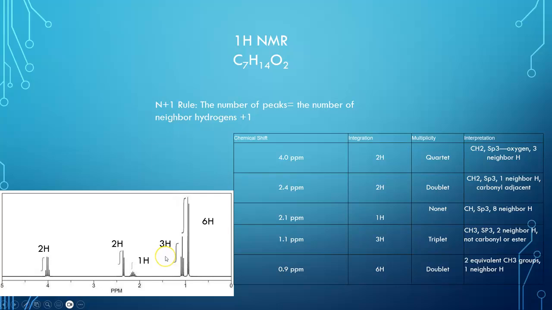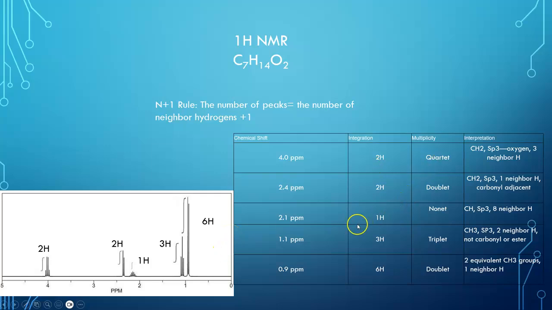And since all these peaks are below 10 parts per million, they will all be in a tetrahedral configuration. So this first peak at 4 parts per million will be a CH2 sp3 carbon bound to an oxygen with 3 neighboring hydrogens. This next one further down will be a doublet because it only has 1 neighboring hydrogen. And its interpretation is a CH2 with an sp3 carbon and 1 neighboring hydrogen, and it's likely carbonyl adjacent as well.